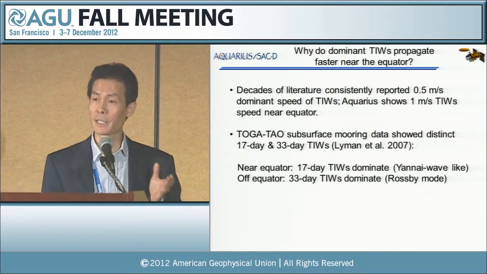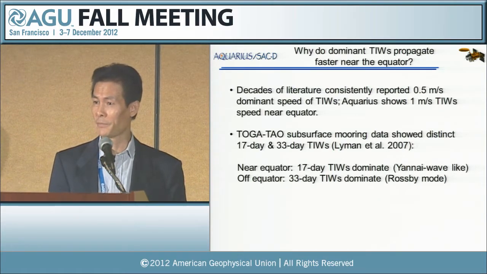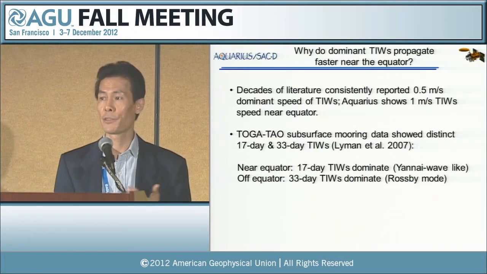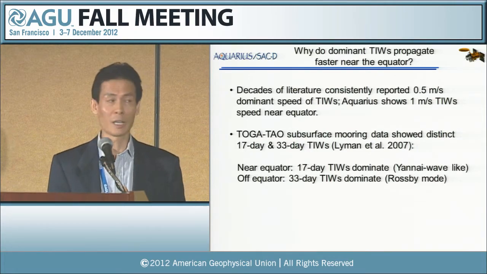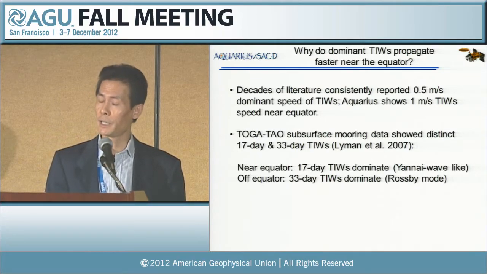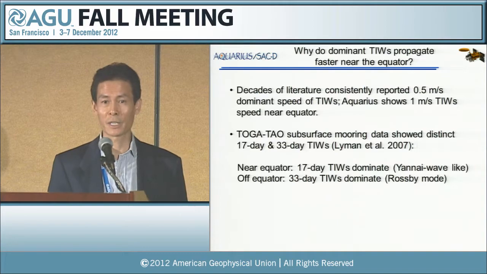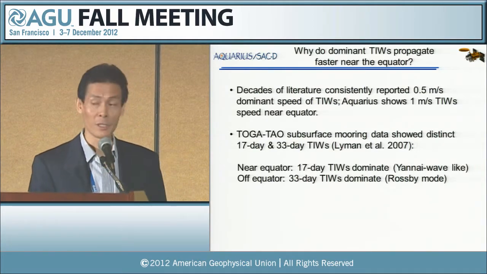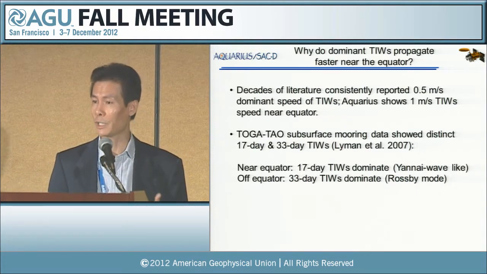Near the equator, the 17-day TIW is dominant. And away from the equator, the 33-day TIWs are dominant. The 17-day TIW are actually associated with the Yanai wave type, or mixed Rossby-gravity wave type, whereas the 33-day TIW is more like the Rossby wave type.